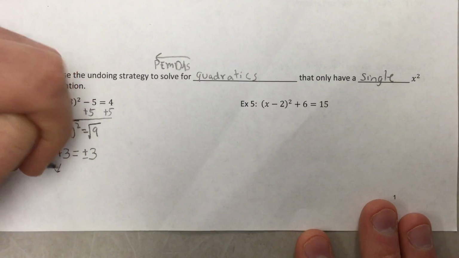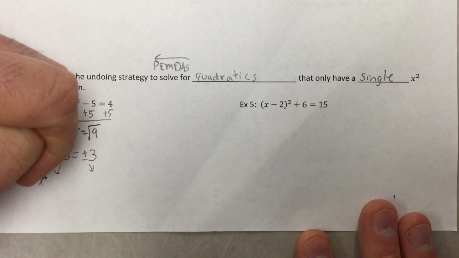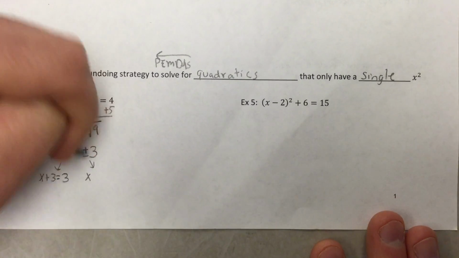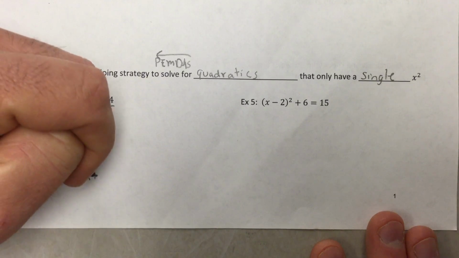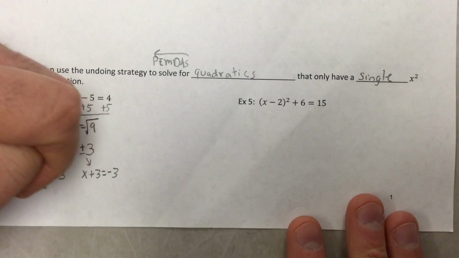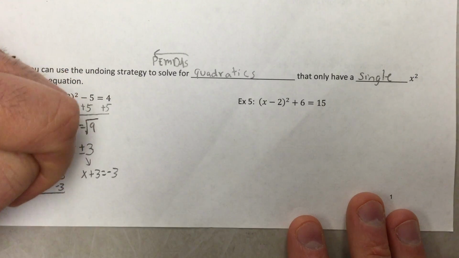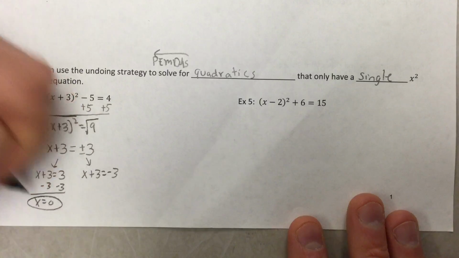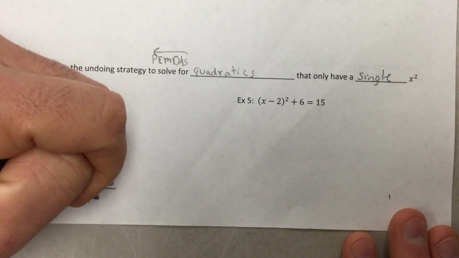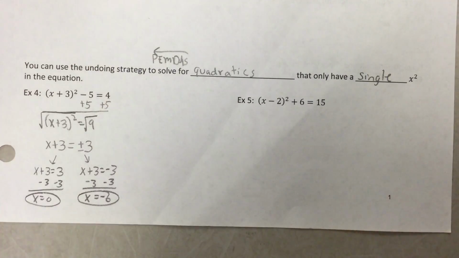And so what we're going to do now is split it into two separate problems. x plus 3 equals positive 3. And then since it's plus or minus, it'd be x plus 3 equals negative 3. And then we're going to solve two separate problems. So we'll subtract 3. 3 minus 3 is 0. I'll subtract 3 here, and negative 3 minus 3 is negative 6.